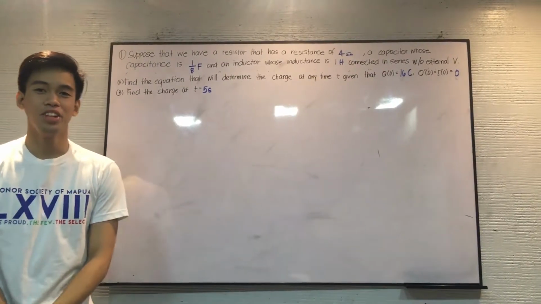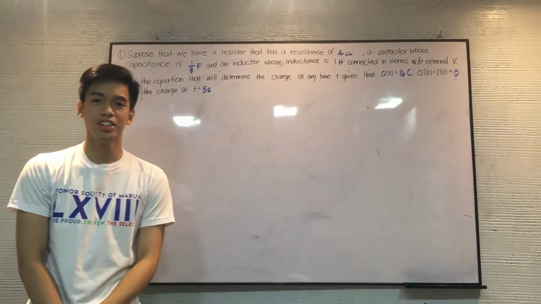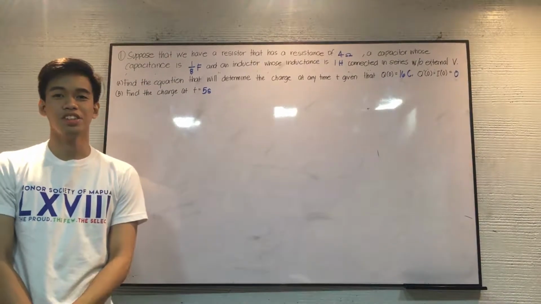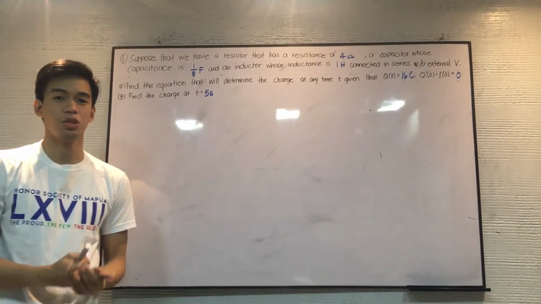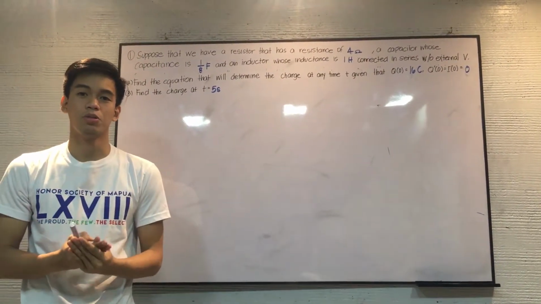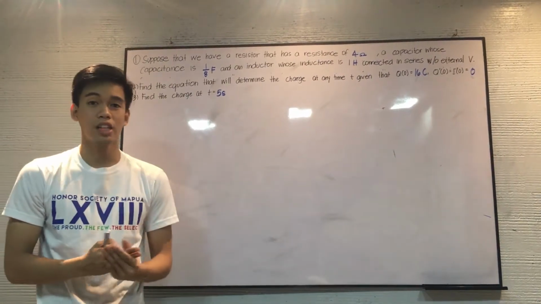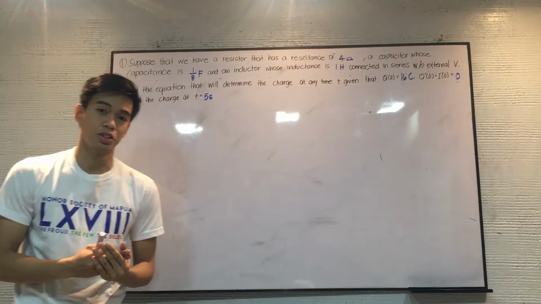Hi, today we're going to discuss RC circuits. An RC circuit is a circuit that consists of a resistor, inductor, and a capacitor. These circuits are mostly used in appliances such as TVs, radios, and microwave ovens. Today, we're going to tackle a problem of an RC circuit using a differential equation.